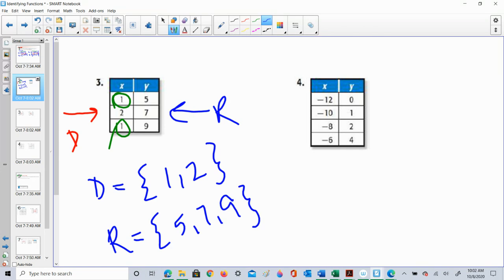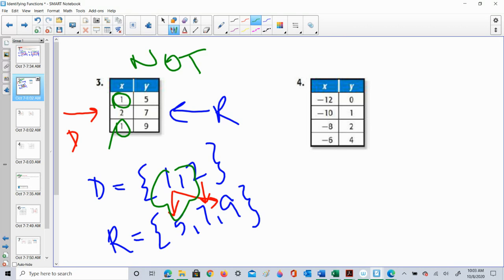So where do we go? If we do this mapping, 1 goes to 5, 2 goes to 7, 1 goes to 9. That's what makes this not a function, this piece right here. 1 cannot go to two different places in the range. That means it is not a function. So I'll put a big red X through it, whatever you want.